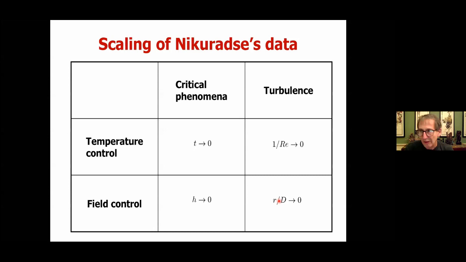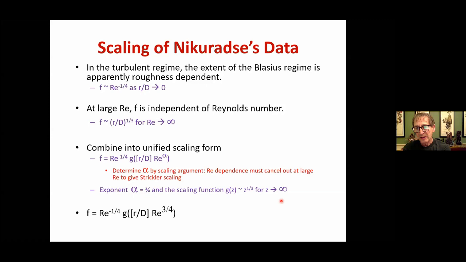So now let's see how we could do a scaling argument based on that. We have to ask, what is the analog of the two stylized facts that we had for the magnet? And the analog is this: we have two asymptotic limits. In one of them, we saw that as we make the roughness get smaller and smaller, the range of the Blasius scaling got longer and longer. And so you might say that as roughness goes to zero, the friction factor is going to become increasingly close to the Reynolds to the minus 1/4 scaling that I showed you. On the other hand, if I go to very large Reynolds numbers, the friction factor is independent of Reynolds number. So that means that as Reynolds goes to infinity, the friction factor goes as roughness to the 1/3. So these are my two stylized facts.